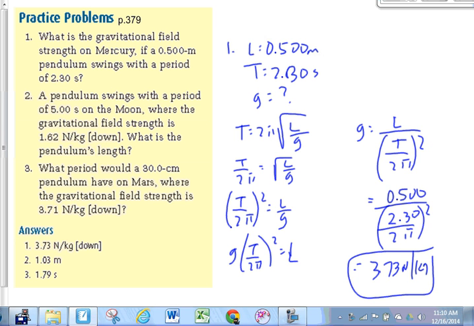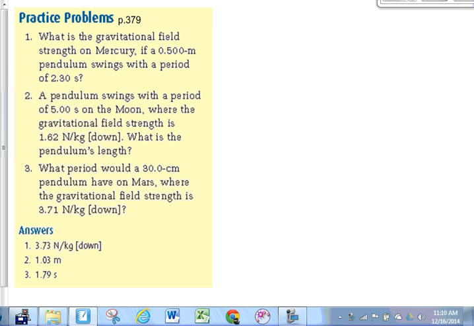Question 2. Pendulum swings in the period of 5 seconds on the moon. The gravitational field strength is 1.62. Somebody asked me a few minutes ago as you guys were working on the questions, do we need to make that negative? No. Field strength is negative because it's a vector field, but when we plug it into this equation, we always just leave it as a positive value. We take the absolute value of it. So positive 1.62. What's the length of the pendulum?